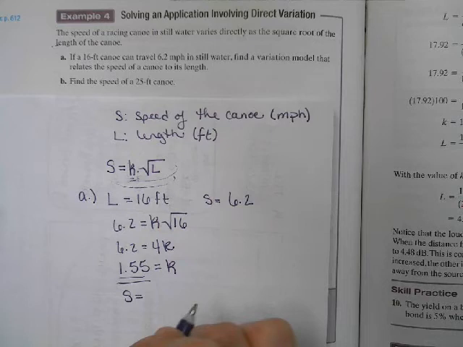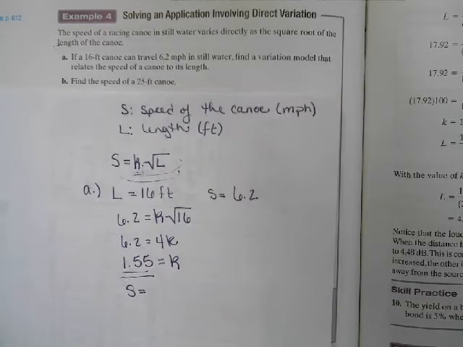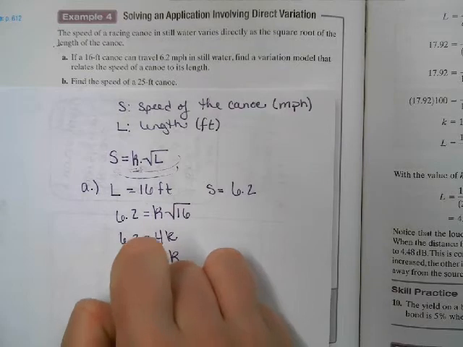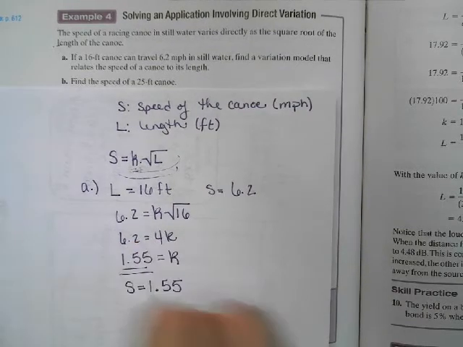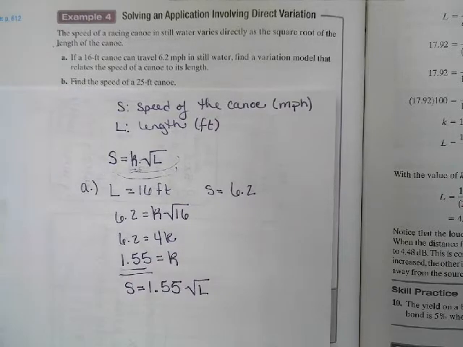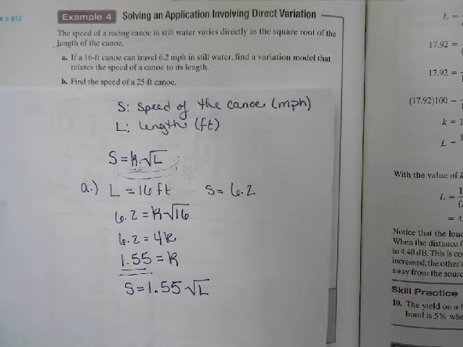So the relationship between speed and the length of a canoe is speed equals the constant 1.55 times the square root of the length of the canoe, and that will give us the speed. So let's look at part B.